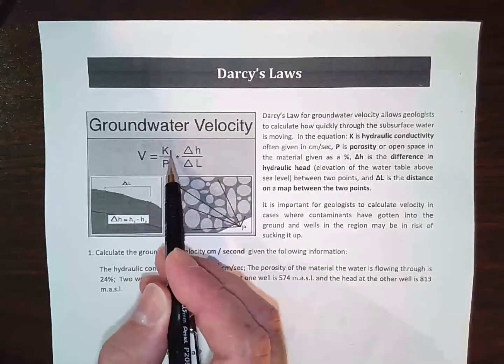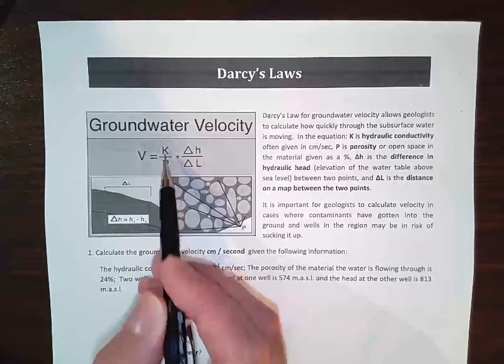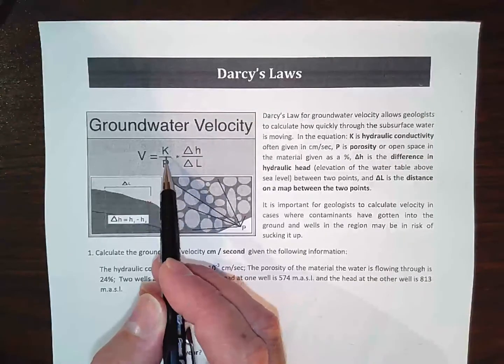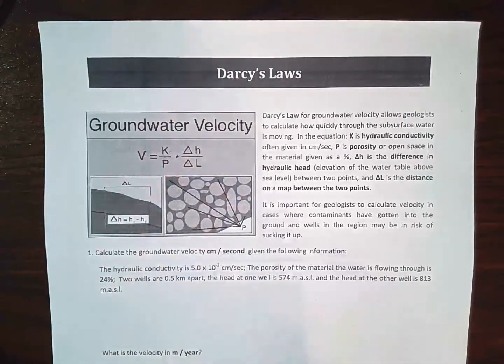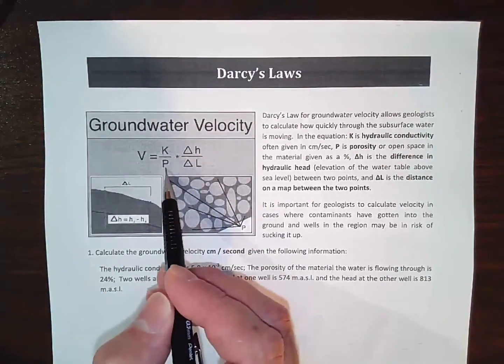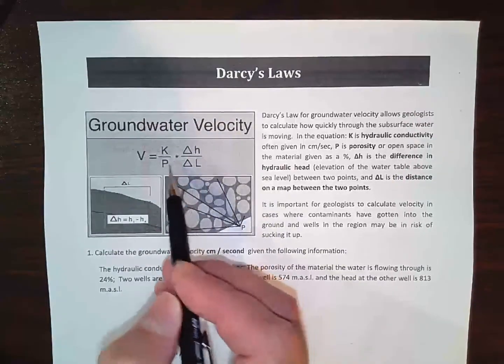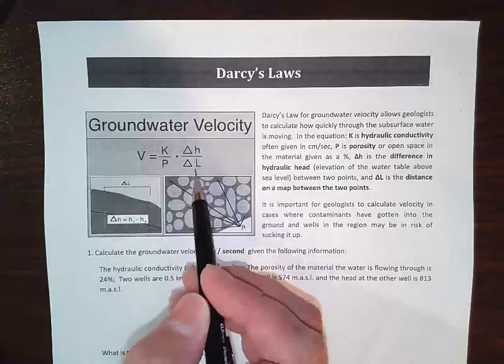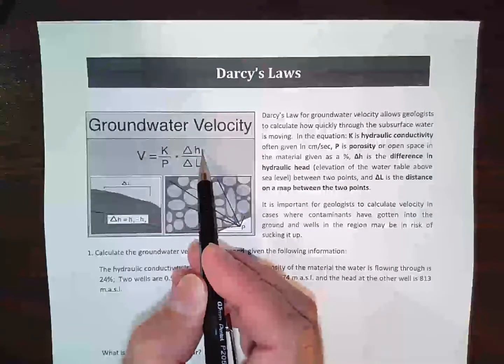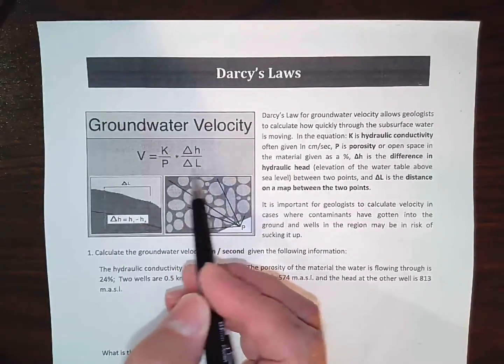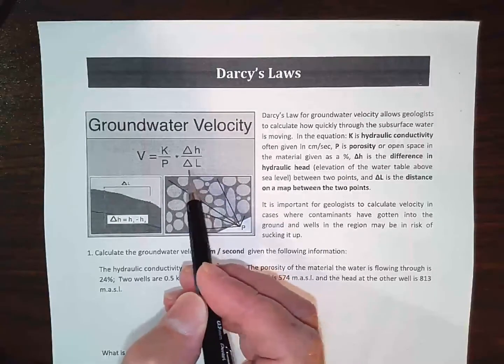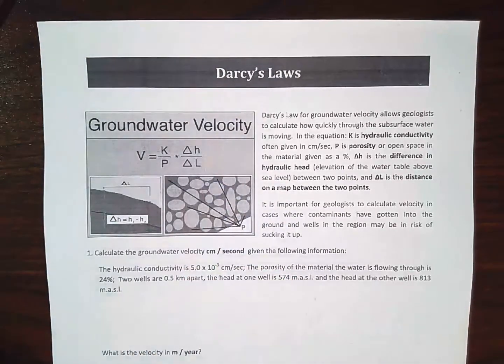Velocity is equal to K, which is hydraulic conductivity. That's a parameter related to the aquifer, how water moves through it. Porosity, the volume of water in the system, times change in h, which is the height, or really h is the elevation, divided by the change in distance between 2 points. Okay, those 2 points might be wells in the case of this problem down here.